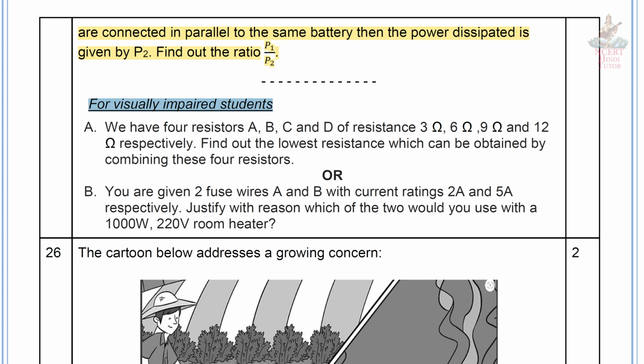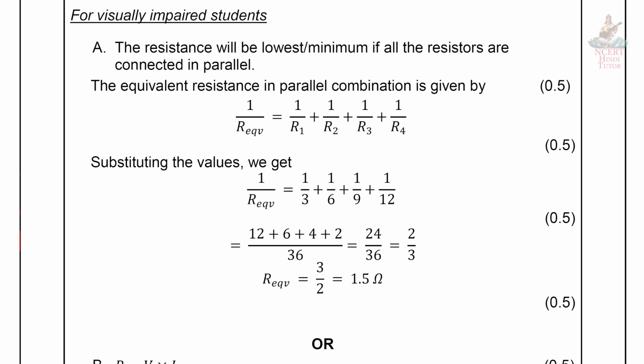For visually impaired students, A, we have 4 resistors A, B, C and D of resistance 3 ohm, 6 ohm, 9 ohm and 12 ohm respectively. Find out the lowest resistance which can be obtained by combining these 4 resistors. Answer. The resistance will be lowest or minimum if all the resistors are connected in parallel. The equivalent resistance in parallel combination is given by 1 divided by R equivalent is equal to 1 divided by R1 plus 1 divided by R2 plus 1 divided by R3 plus 1 divided by R4.